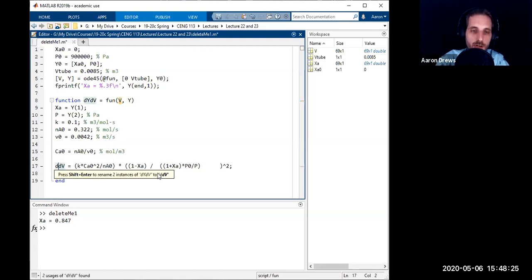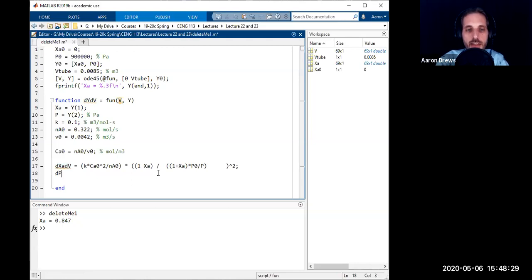This is no longer dy dv, this is dxa dv, or sorry, it was always dxa dv. And then our dp dv is everything that we had just said before, which is minus 2.614 times 10 to the eighth times v0 times the quantity 1 plus xa times p0 over p. And this has units of pascals per cubic meter. And then we lump these into dy dv as dxa dv and dp dv.